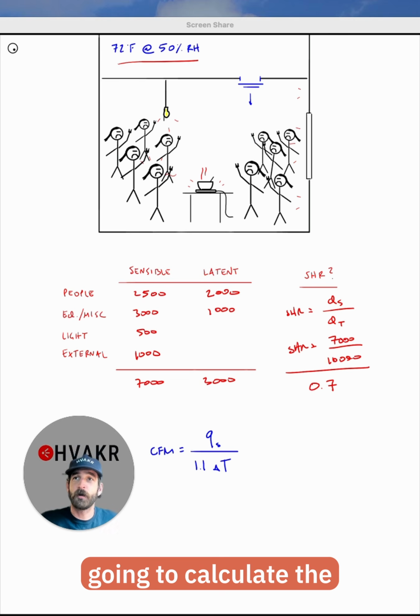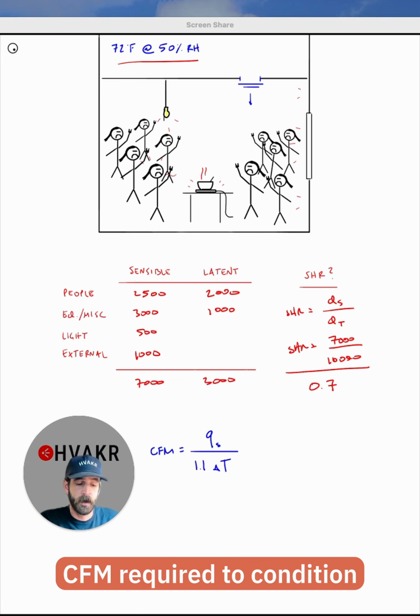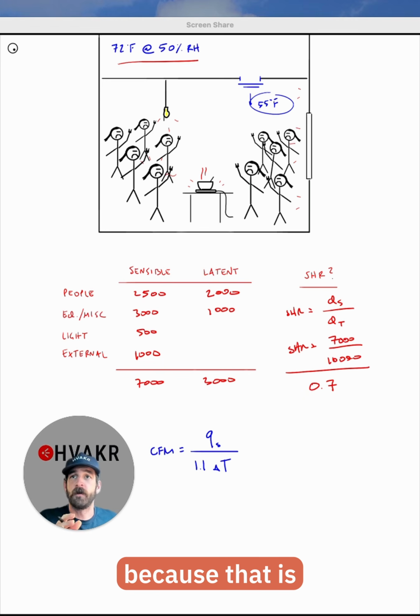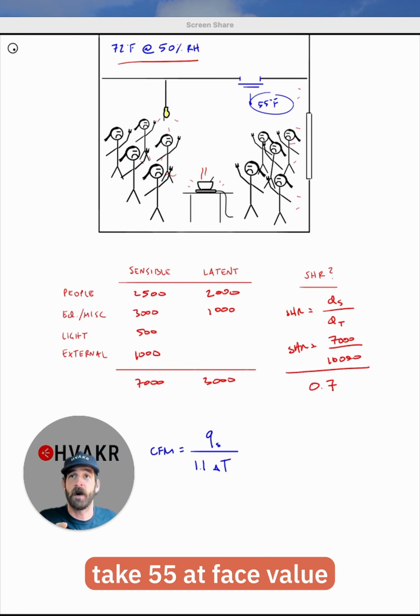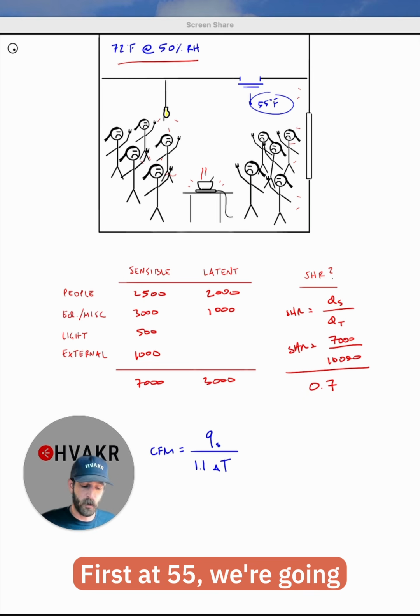Okay, next, we're going to calculate the CFM required to condition this space. We'll start with 55 because that is pretty standard, but it's actually a big assumption and it might not be good enough. So if you just take 55 at face value and use that, you might be undersizing your coils. I'll explain in a moment. First, at 55, we're going to calculate our CFM.